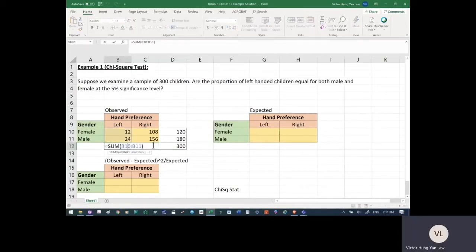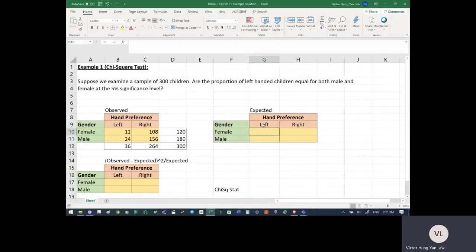All of these are done using the equal sum formula that we have learned before. The summation formula is what we use to get the row total, the column total, and the sample size. Once we have the totals for the columns, the rows, and the sample size, we calculate the expected frequency for each cell. This one you have to do one by one.